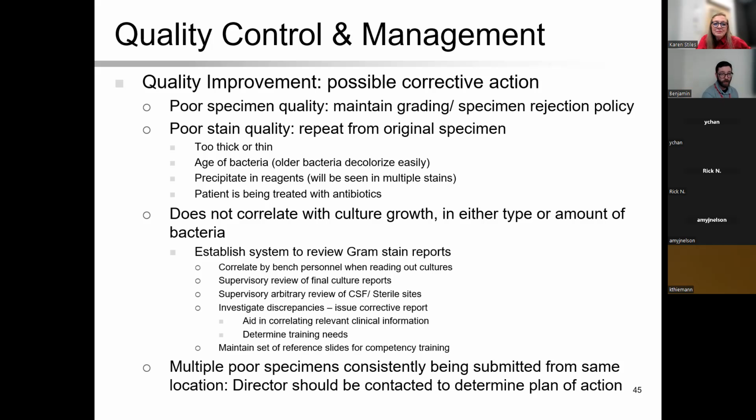The age of the bacteria, as they get older, they start to decolorize a little easily. We talked about the precipitate and the reagents. So this is like if your crystal violet starts to go bad, it'll start to kind of precipitate in the bottle. So you're going to see that on all the slides you do that day, if that's your situation. And again, if the patient is being actively treated with antibiotics, you're going to see some weird things on the gram stain. So these are all things to note if you do start to see some questionable results.